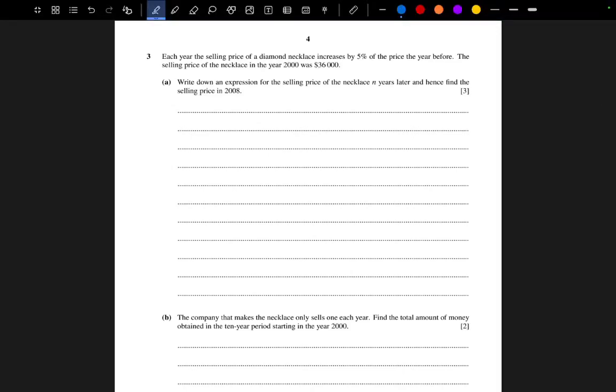This is CAIE A-Level Maths, Summer 2020, Paper 1, Variant 1, question number 3. In this question, it is given that the selling price of a diamond necklace increased by 5% from the previous year. So we know that it is an increase of 5% from the year before, and the selling price of the necklace in year 2000 is $36,000. You have to write down an expression of the necklace n years later and find the selling price in 2008.